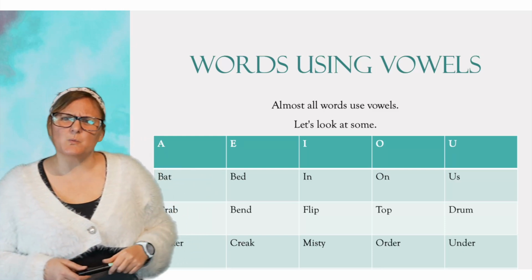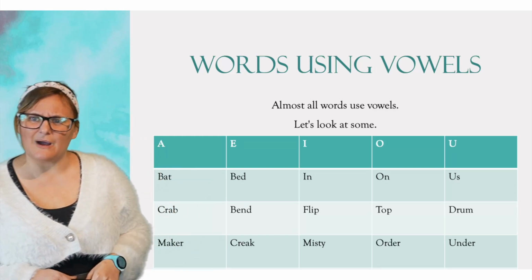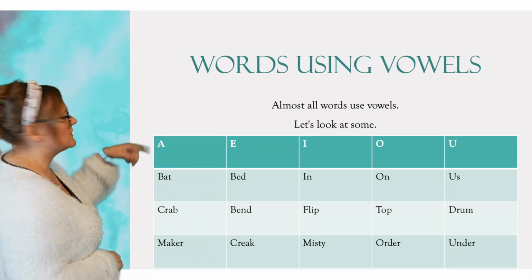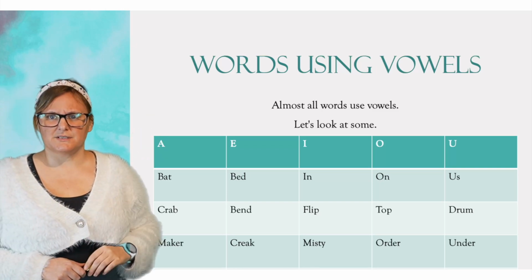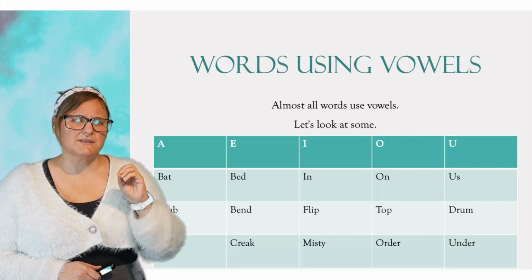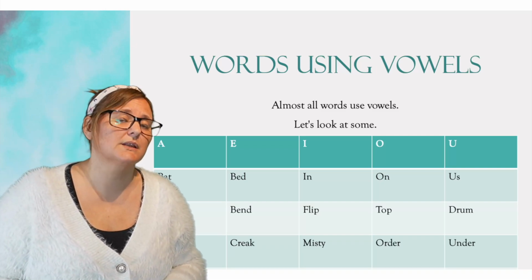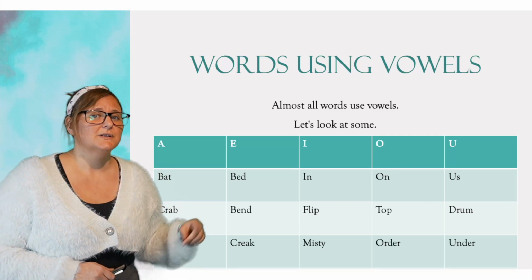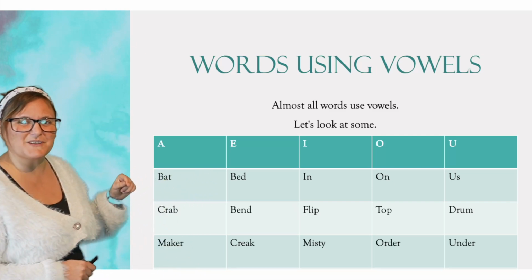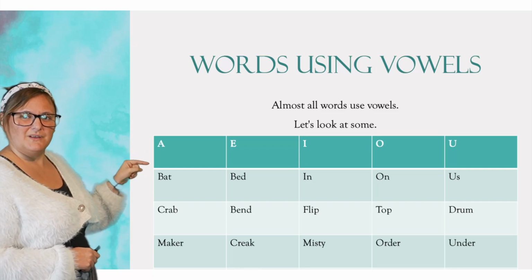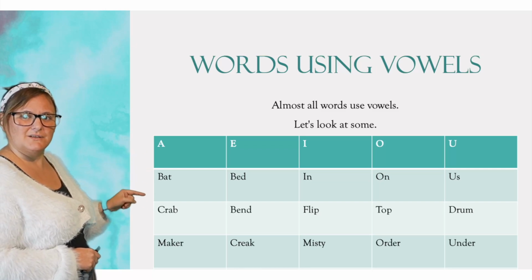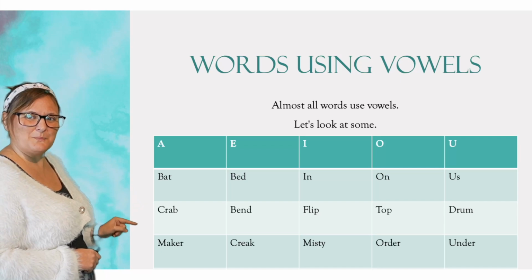Now we're going to look at some words using vowels. So, almost all words use vowels. There's only some very special words that don't use vowels. So, let's take a look at some that do. We have A, bat, crab, maker.